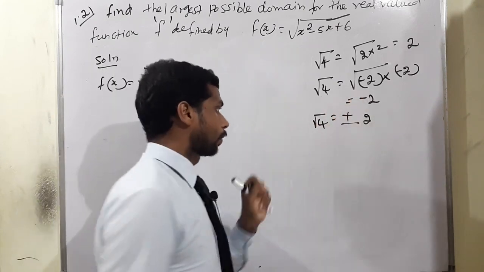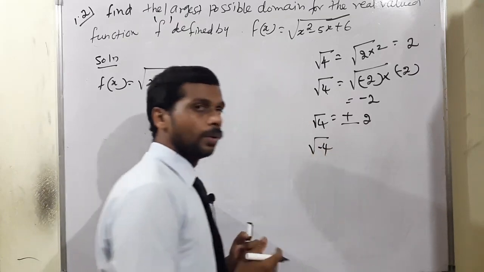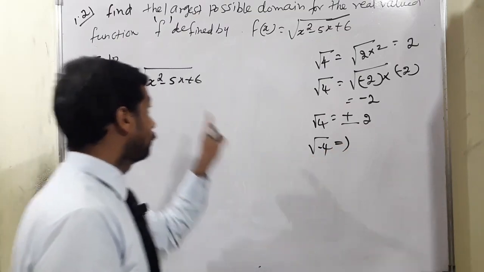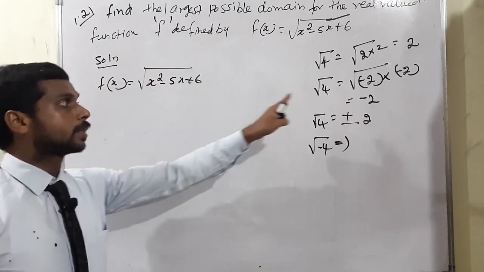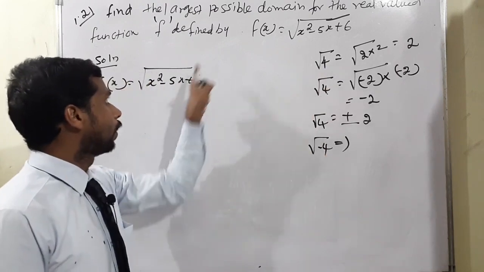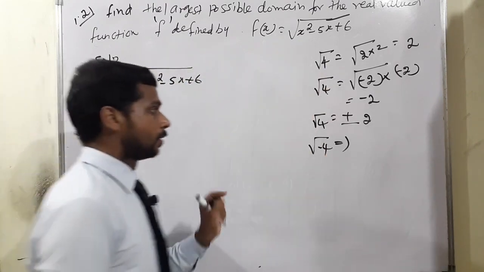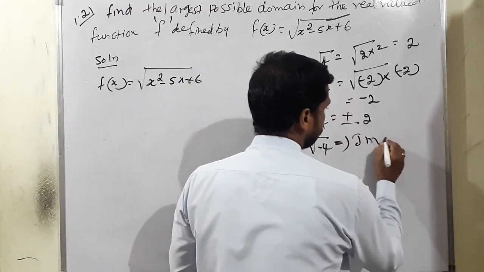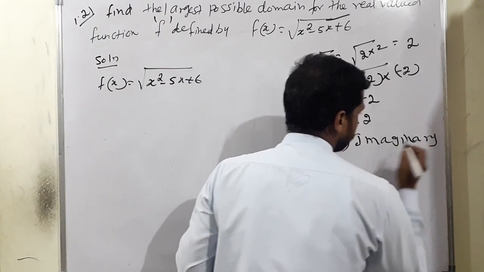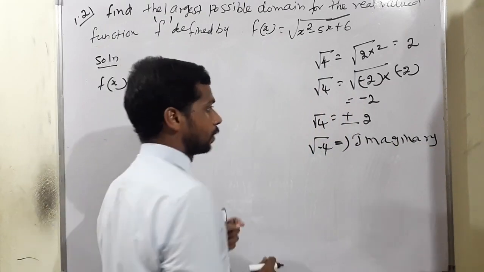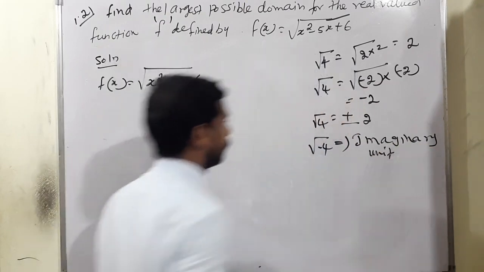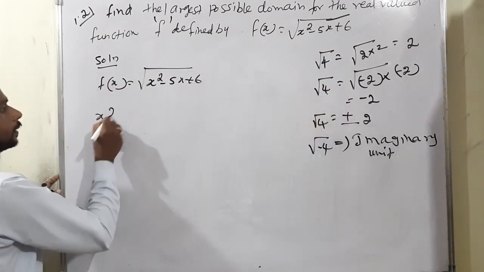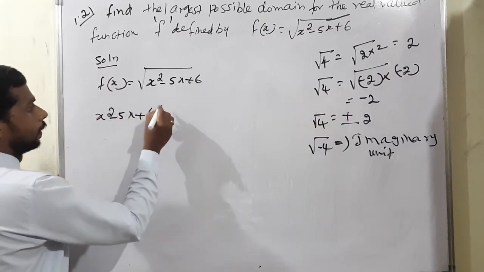But square root of negative 4, is it possible or not possible? This is not a real valued function. That's why I am saying whatever the value in the square root, it must be positive. If it is any negative value, it is not a function. It is not a real value; we will definitely get an imaginary value. This is the complex number unit, for plus 2 students, the imaginary unit.